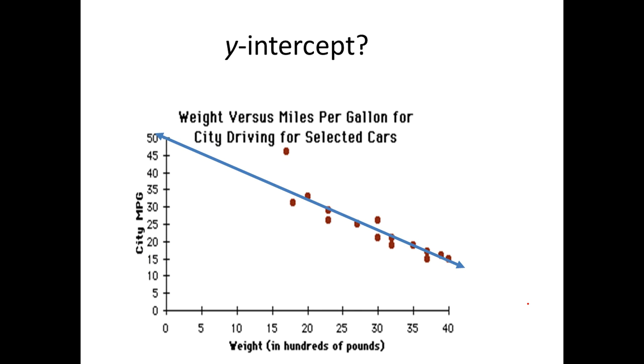What is the y-intercept of this? Take a moment. This is called the line of best fit. So this is weight versus miles per gallon for city driving for selected cars. So they're not going to be exact. We made this line of best fit, which we will talk about soon, not today, but eventually. So what do you think? Where does this go? What is the y-intercept? If you said 50, you're right on.